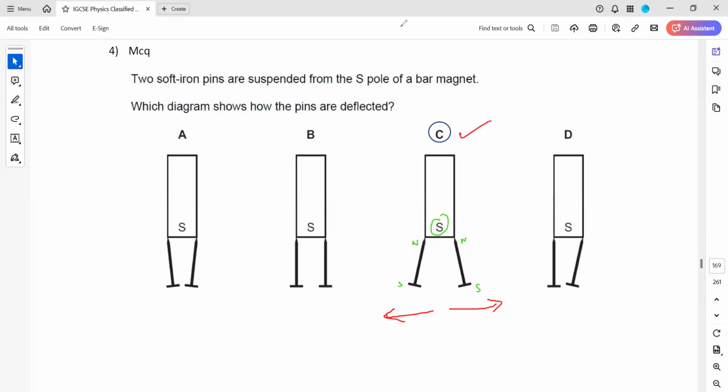Even if we change the pole, it won't make a difference to the answer. For example, instead of a south pole, if it was a north pole, but the diagram remains the same. If this is a north pole, then the south pole will be induced here and the north pole will be induced here. And again, like poles will repel. So these two north poles will move away from each other.